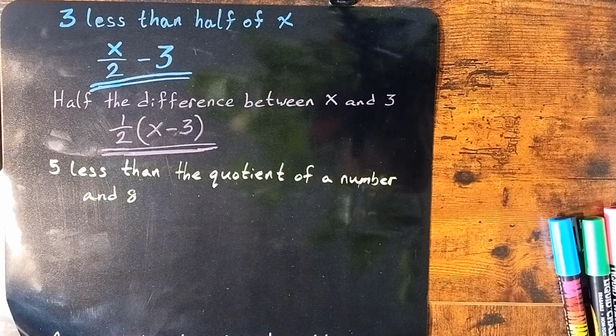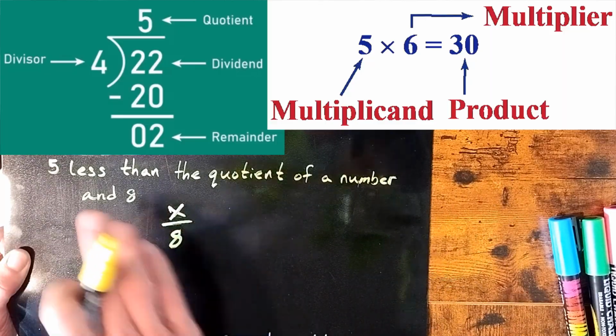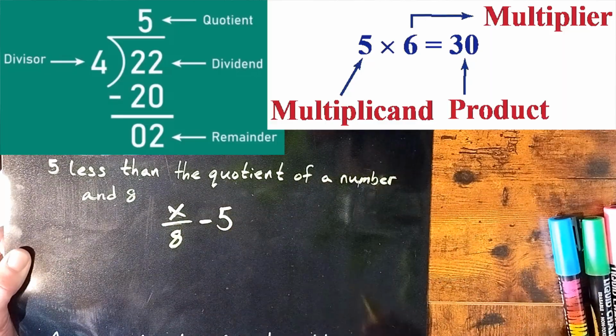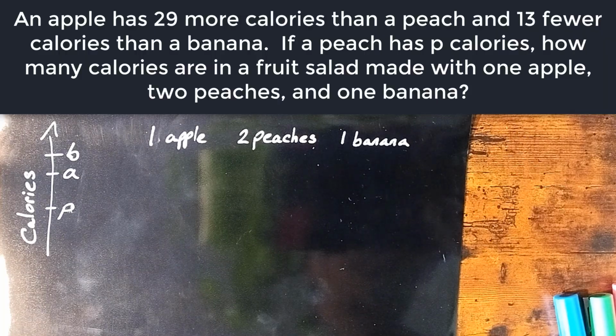5 less than the quotient of a number and 8. In case you forgot, here's a reminder of a bit of math terminology. That's x divided by 8. 5 less than that, minus 5. That's my answer.